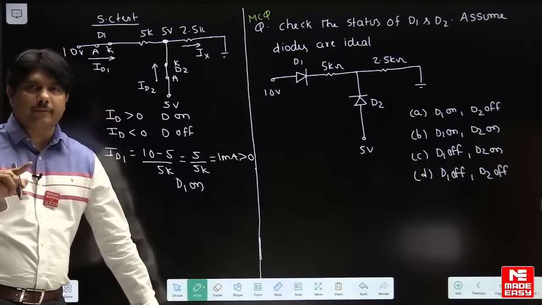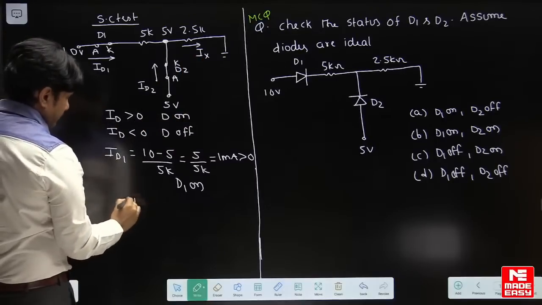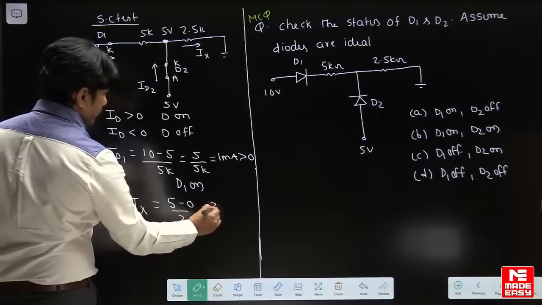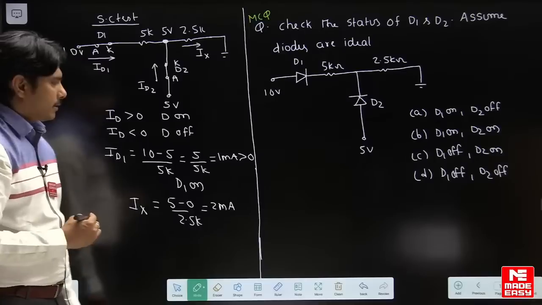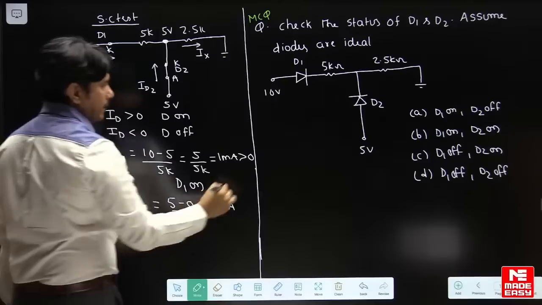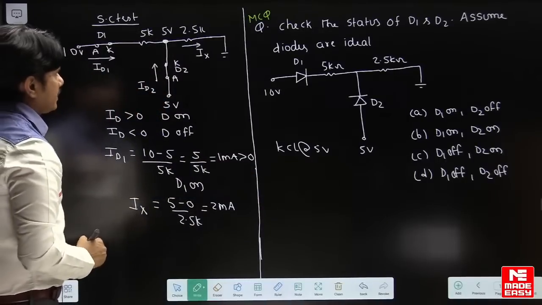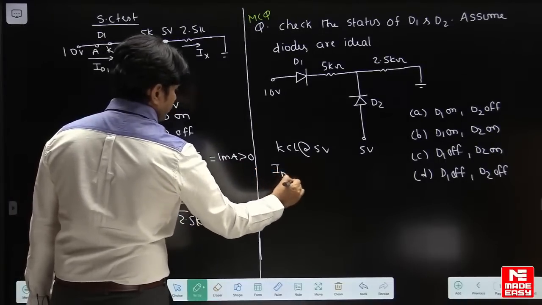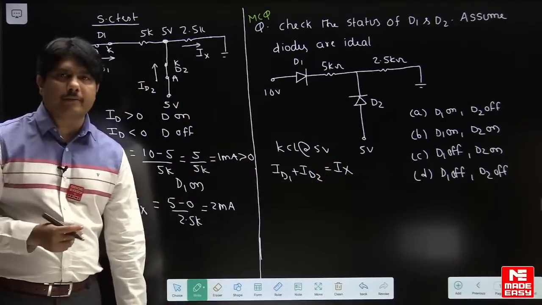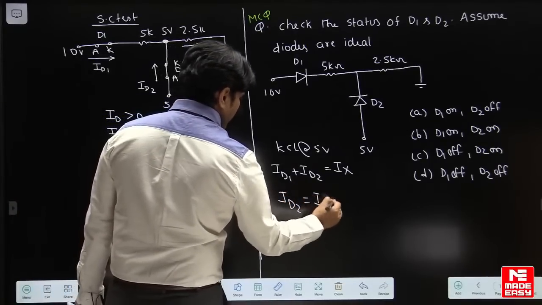D1 is on, but whether D2 is on or off, let us find out. To find this current, we'll take the help of Ix current. Your Ix is 5 minus 0 by 2.5K, which is equal to 2 milliamperes. If I know this current, we can find this current by using KCL. We apply KCL at the node of 5 volts. So ID1 plus ID2 will be equal to Ix. So ID2, if you want, will become Ix minus ID1.